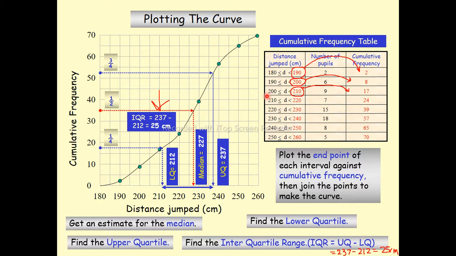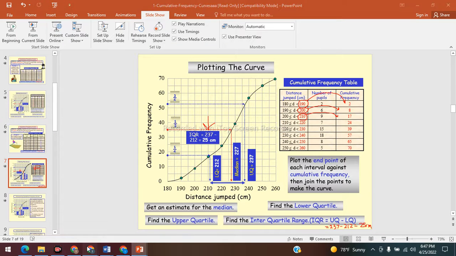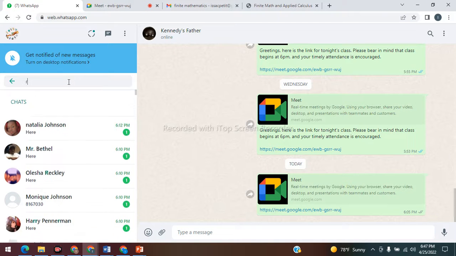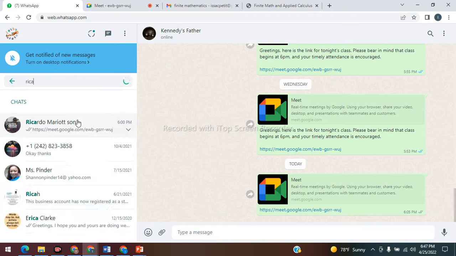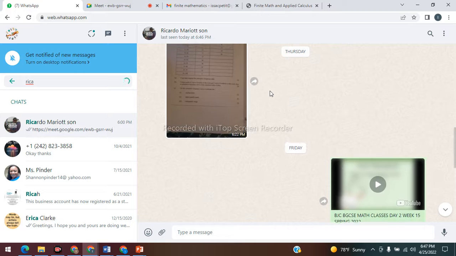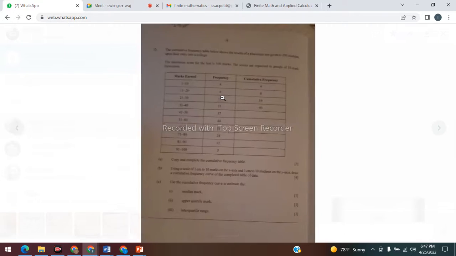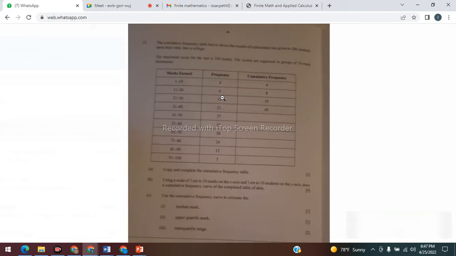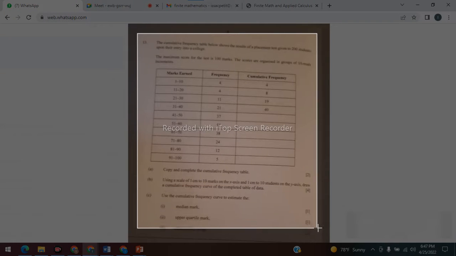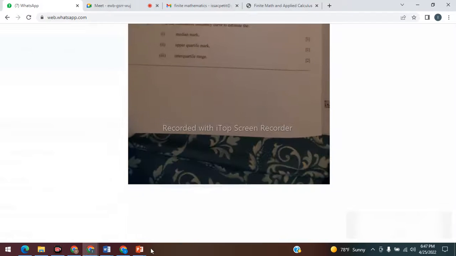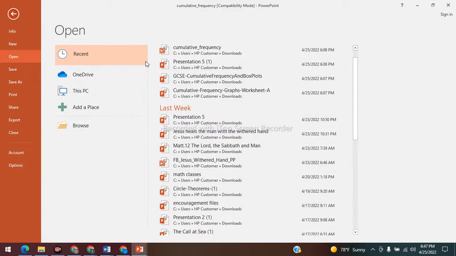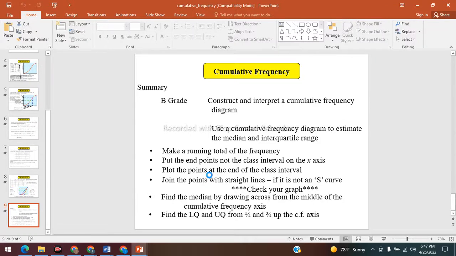But what I do want to show is that Ricardo did send me a past paper. I just wanted to show you the past paper and let you see how it looks, to give you a feel of what they actually asked for. So it's going to be open. So math classes.